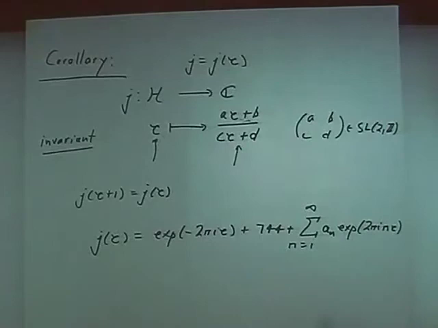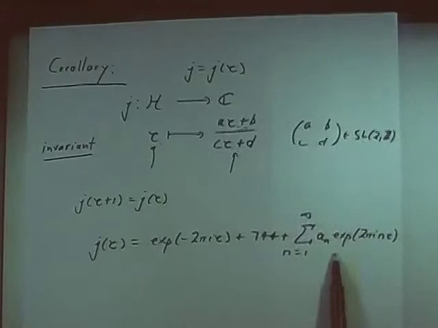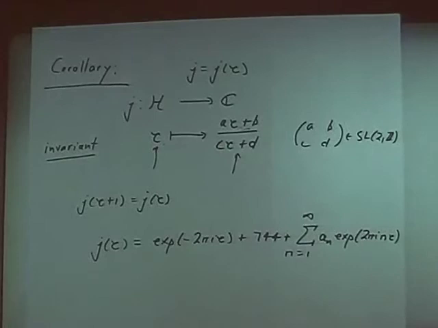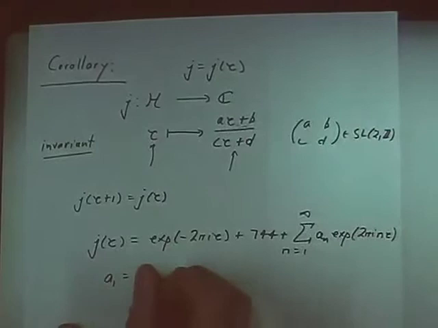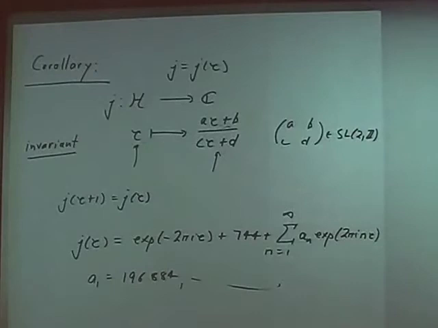And as already a lot of you will have met this function, of course, and the a_n are all positive integers, which have an interesting interpretation in representation theory of the monster group and so on. And so, for example, a_1 is 196884 and so on. So these are known up to large n.